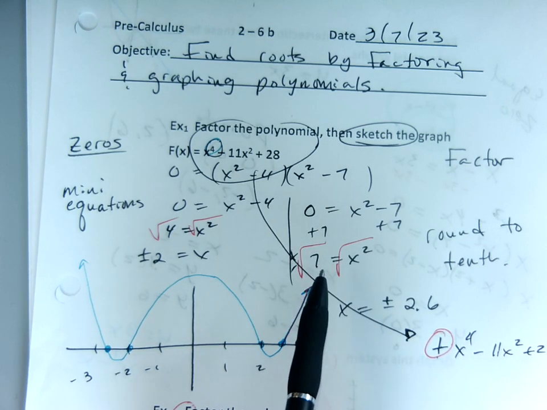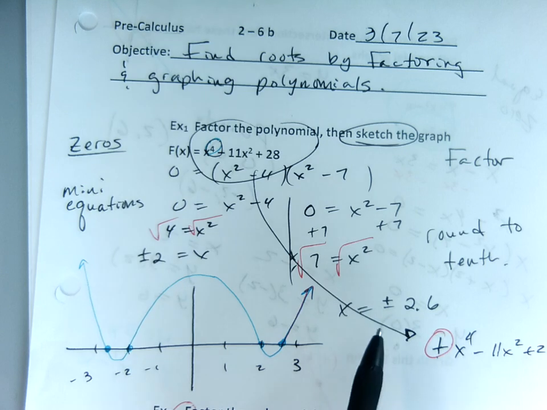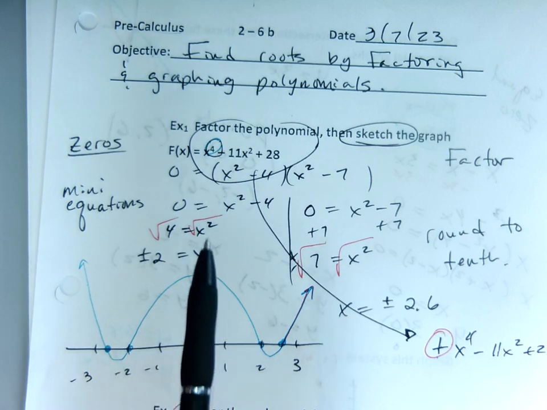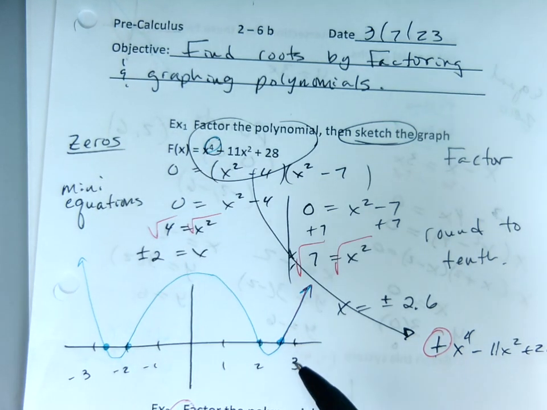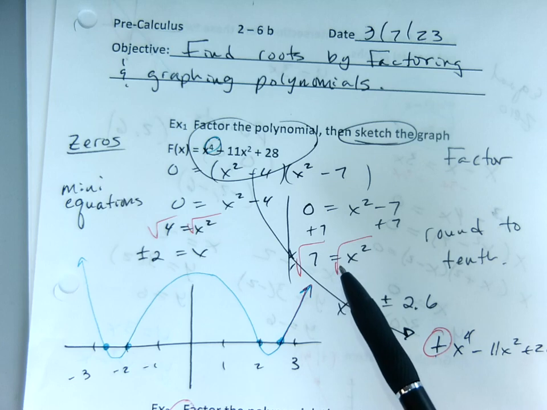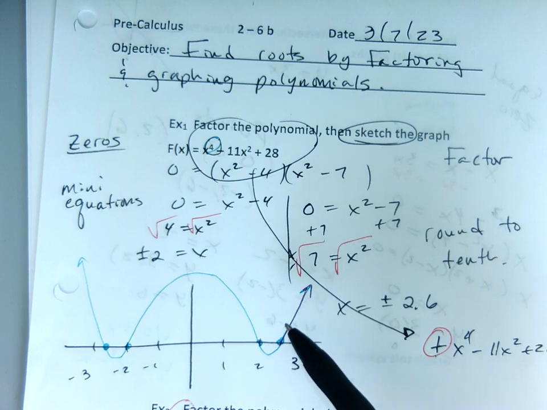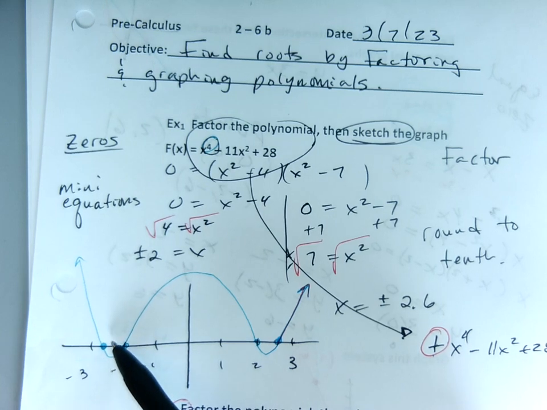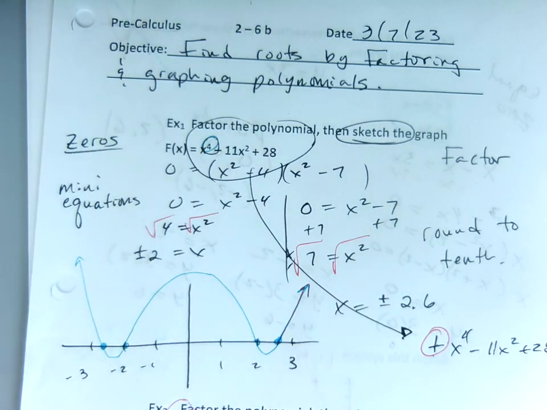Now I need a calculator because I need to graph these. So my calculator showed me it was about 2.6, so plus minus 2.6. I know that because that's a positive fourth and behaviors off to infinity, it has to have 1, 2, 3, 4 real zeros or x-intercepts, okay?